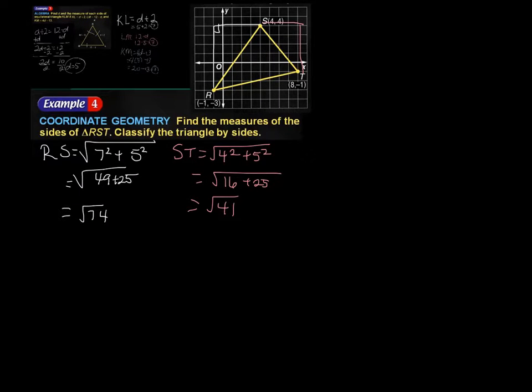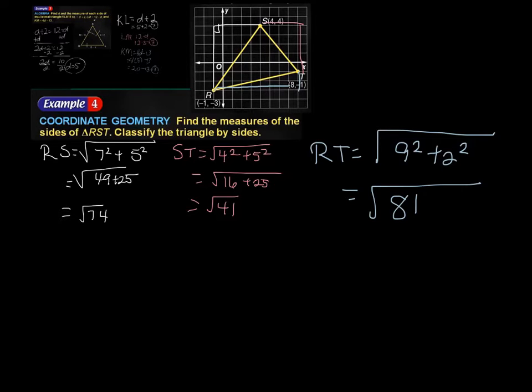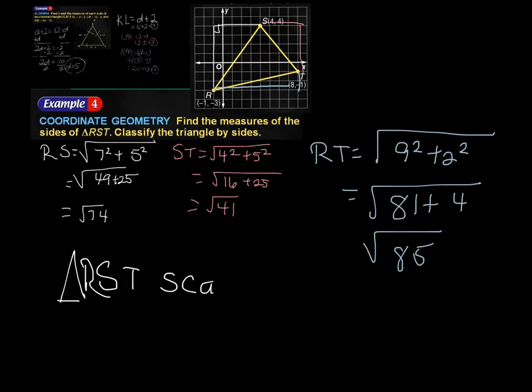Let's do RT. So from -1 to 8 is 9. And from -3 to -1 is 2. So 81 plus 4 is 85. I already knew from the first two that it was not going to be equilateral, and they're all different. So we know that triangle RST must be scalene. They are all different.